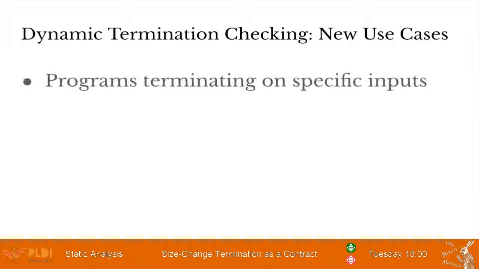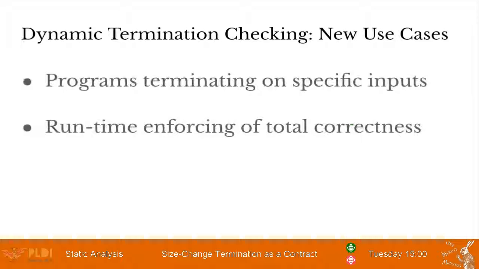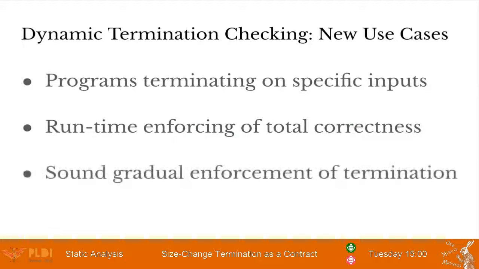For example, we can integrate termination checking into an existing higher-order contract system, allowing contracts to enforce total correctness at runtime. Termination contracts also open the door for sound enforcement of termination in gradually typed languages, where the static type system can express total functions.